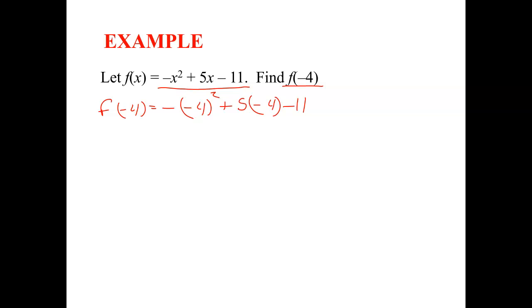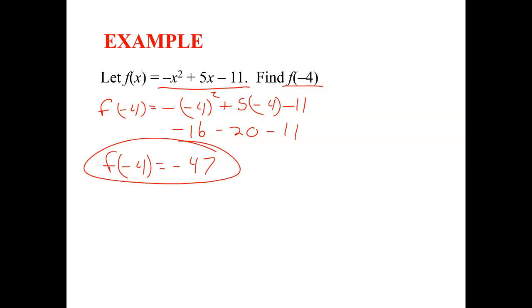All right. What do I do first? Exponent. Okay. What's negative 4 squared? 16. And then I've got that negative out front that comes down. I can also do 5 times negative 4 to get what? Man, you guys are smart. Okay. Negative 16 minus 20. Minus 11. 47. Good. Yay! We got f of negative 4. What's common concerns?